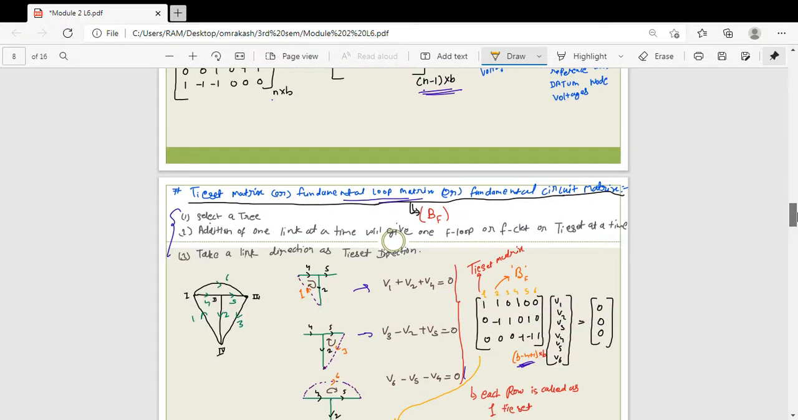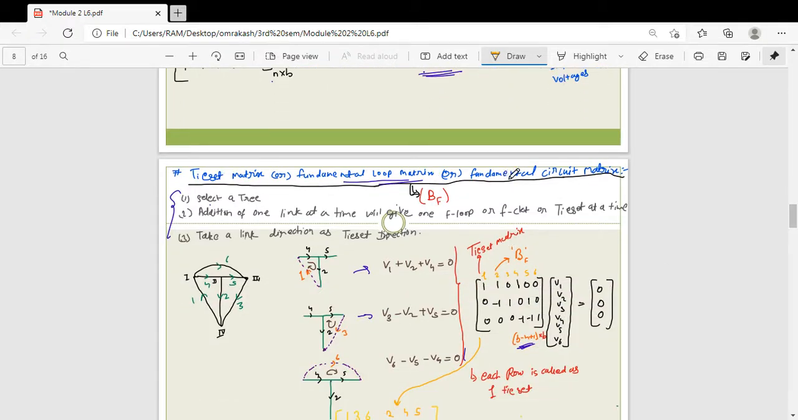Now the tie set matrix, or you can say the fundamental loop matrix or fundamental cut set matrix. What are the steps? First of all, how to represent it? BF, the fundamental matrix, is different, B suffix F. So how to calculate it? First of all, you have to select a tree, and in that, add one link at a time, forming an F loop or F circuit or tie set.